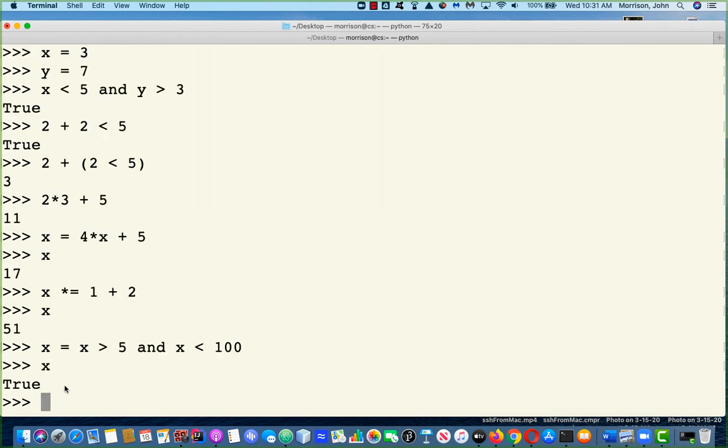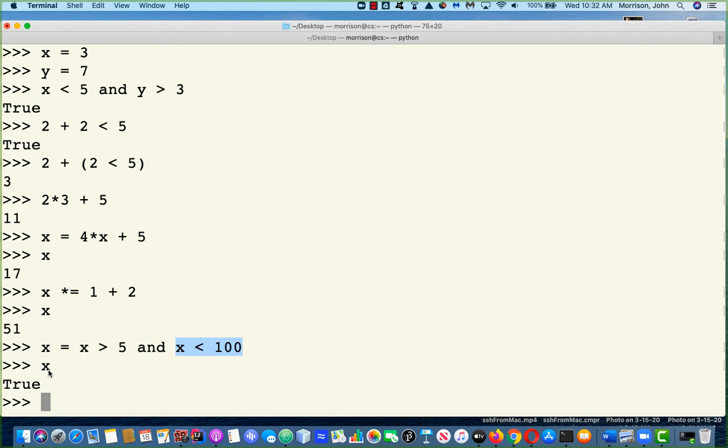x is true. Because here's what happened. x is 51. It comes over here and evaluates that. 51 is bigger than 5. That is true. So we have a true there instead. Here we also have a true. Then we see true and true evaluating, which evaluates to true. And finally, that true gets assigned to x. x is now pointing at true. So you can see how the order of operations is working here.